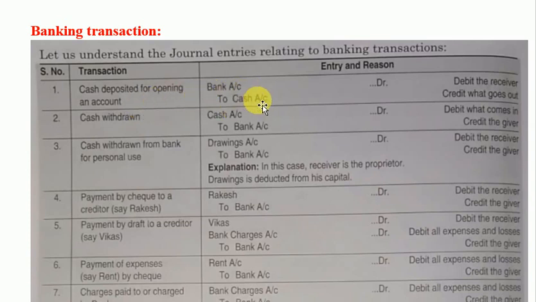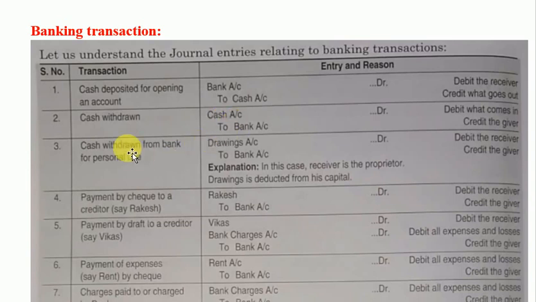bank account debit to cash account. As you know very well, the bank balance increases after depositing the cash. So cash decreases, that's why bank account debit to cash account. Now cash withdrawn. If you withdraw cash, the business will receive the cash, and the bank is automatically reduced or deducted through the withdrawal. That's why the entry will be cash account debit to bank account.